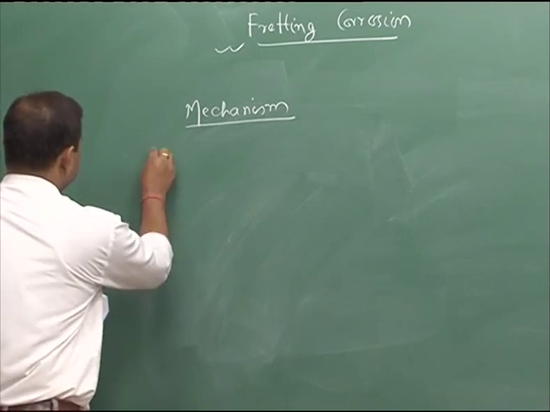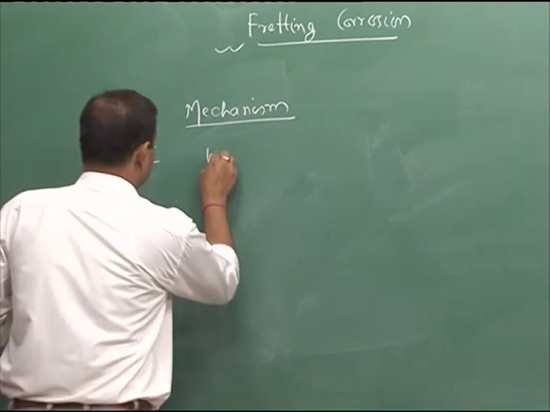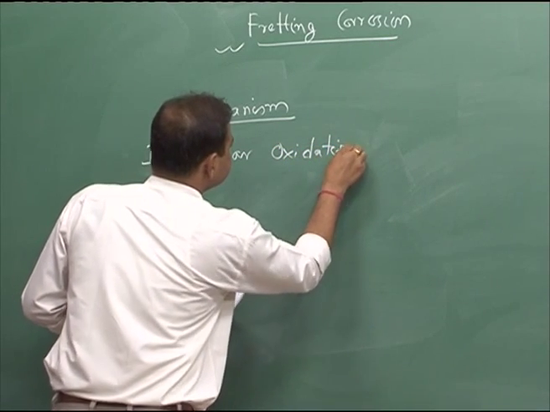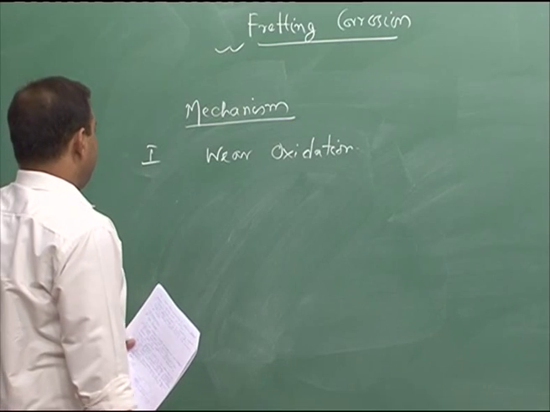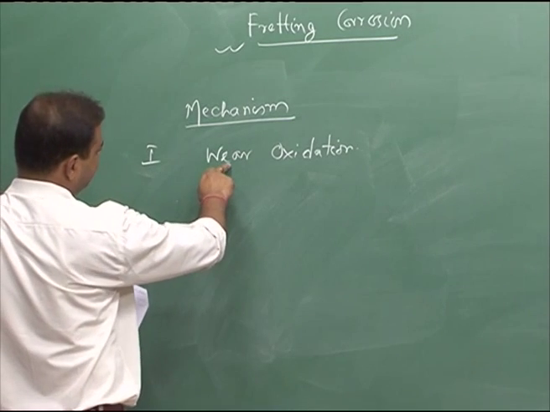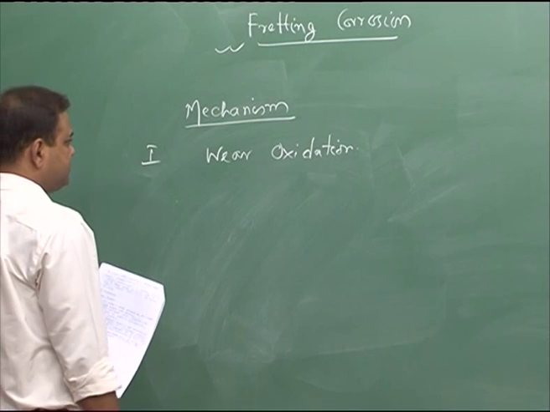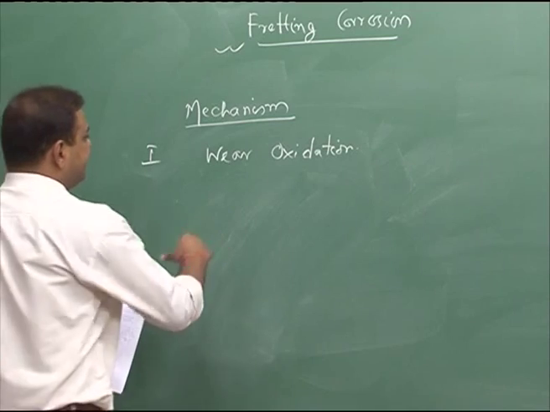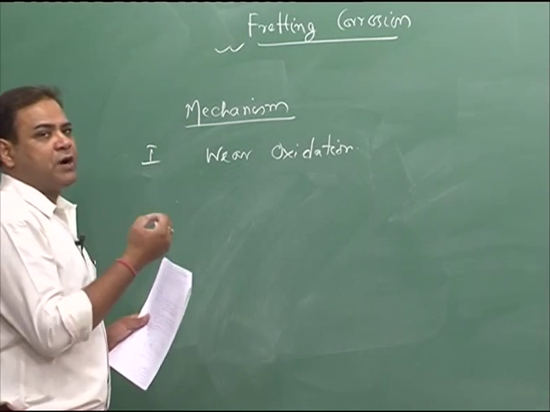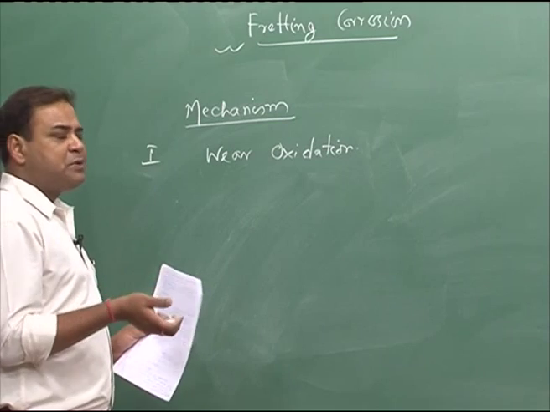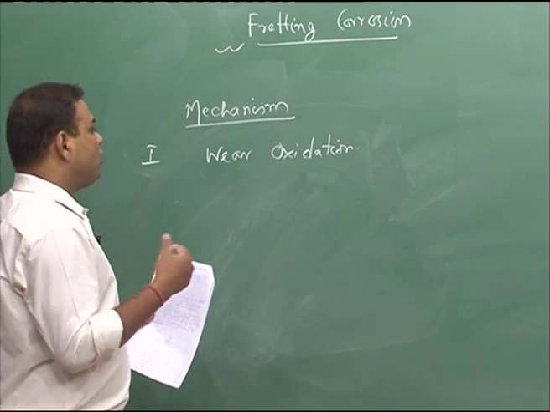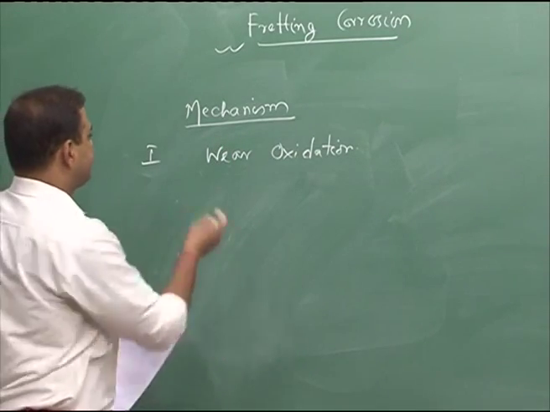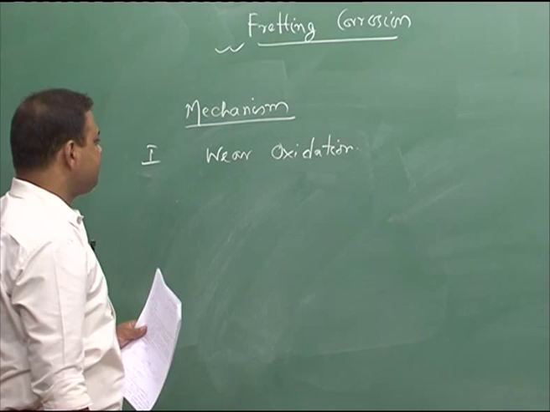Now, one mechanism, the first mechanism, it says wear oxidation. In this process, since we have written wear and then oxidation, first wear would happen due to this fretting action, and then due to this wear there is small particle formation, and locally the temperature is so high that those particles will get oxidized. Oxidation would be the second phenomenon that can happen in this particular mechanism.